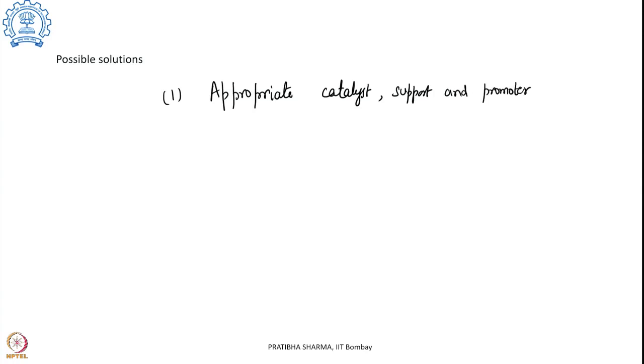The way to address these problems is, first, we have to select the appropriate combination of catalyst, support and promoter. Other than that, the design of the reactor, of both the reformer and the tubes, is very important.